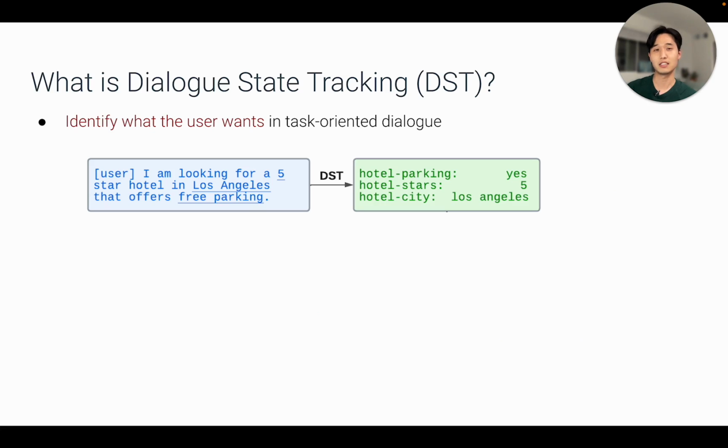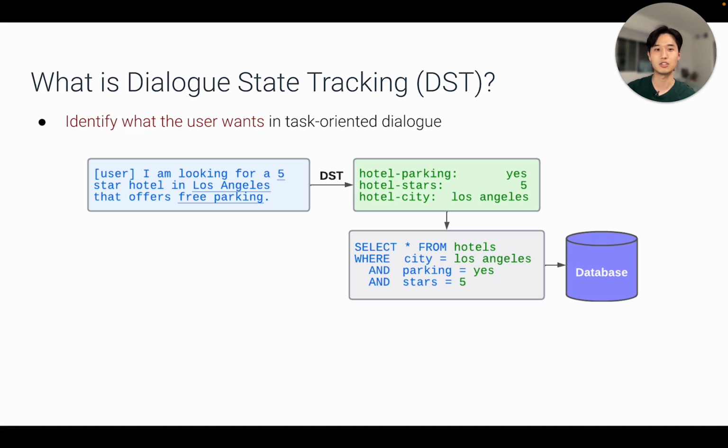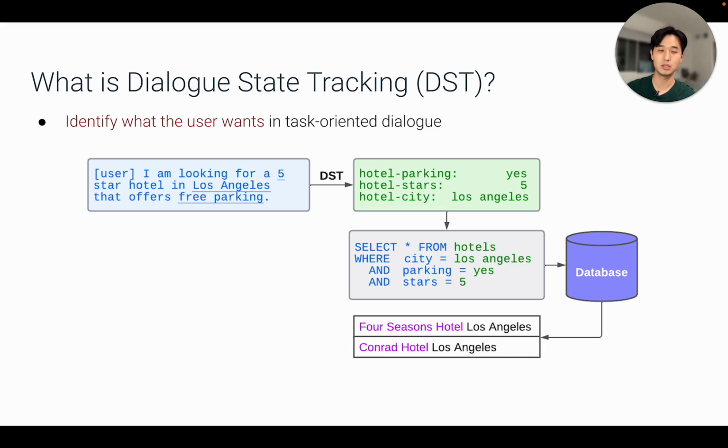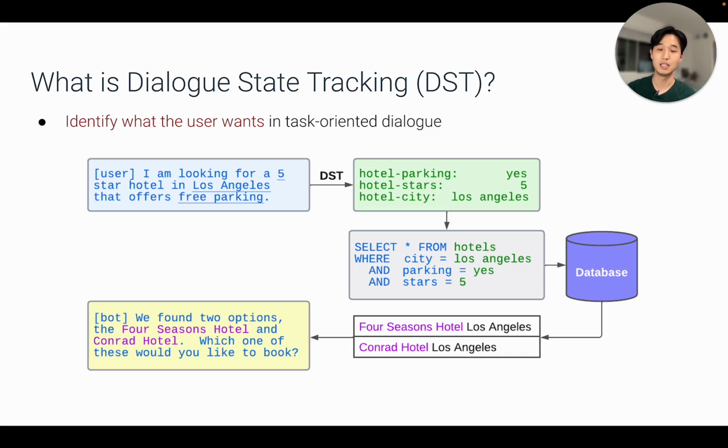Dialogue state tracking is a slot-filling task of identifying what the user wants in task-oriented dialogue. If the user says something like, I'm looking for a 5-star hotel in Los Angeles that offers free parking, we want to extract this underlined information into a structured format so that we can pass it on to an API that will be able to retrieve information from a database, which will eventually be used to ground the bot's response. Something like, we found 2 options, the Four Seasons Hotel and Conrad Hotel. Which one of these would you like to book? As you can see, reliable DST is a crucial component for digital assistance.